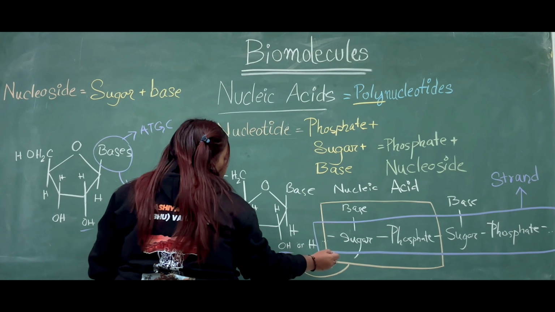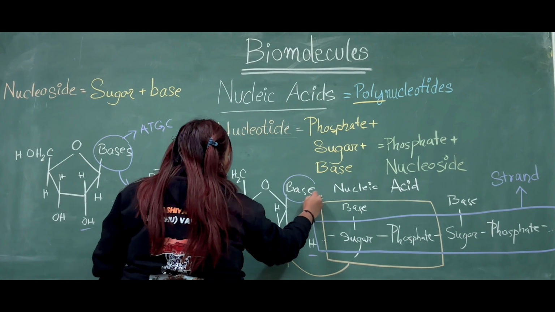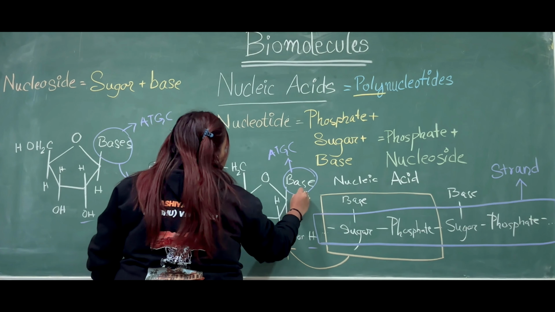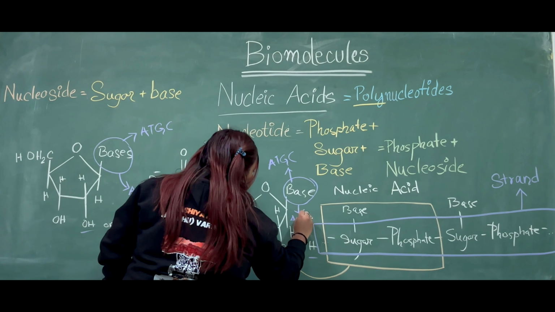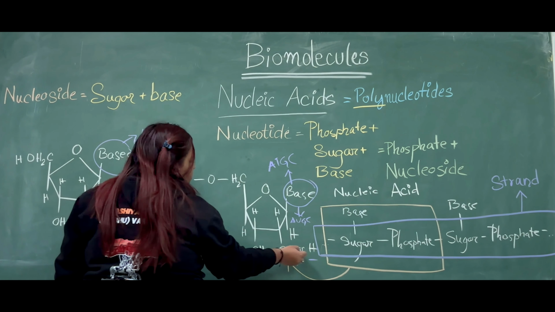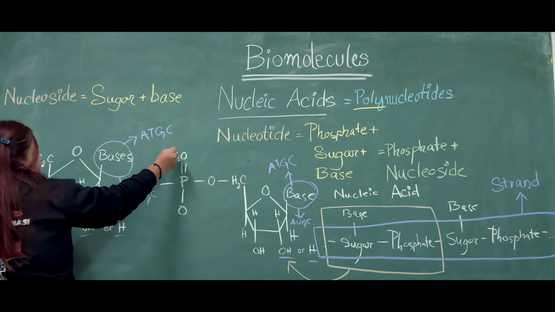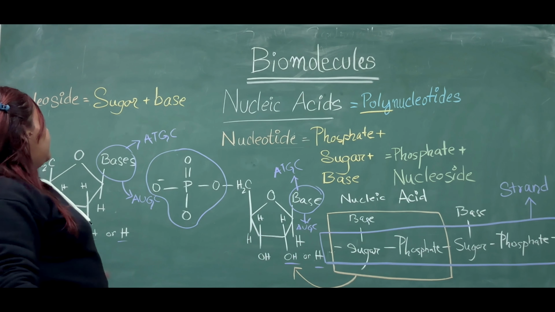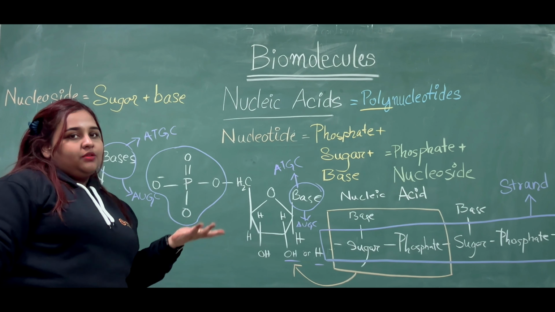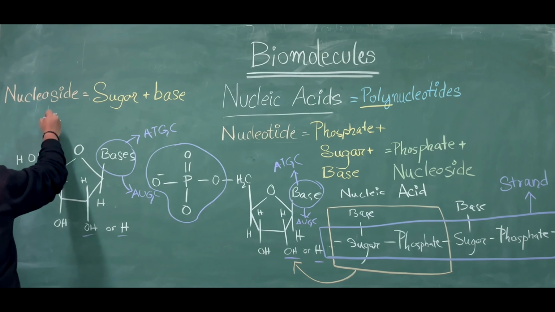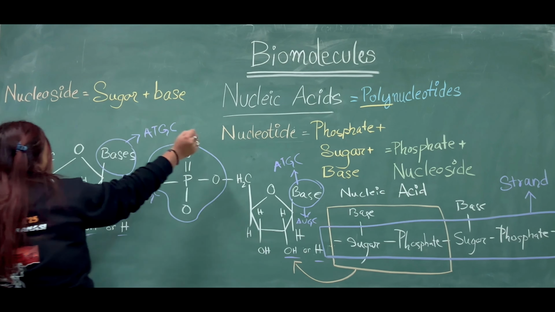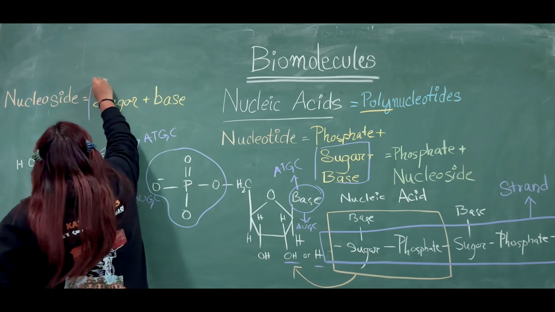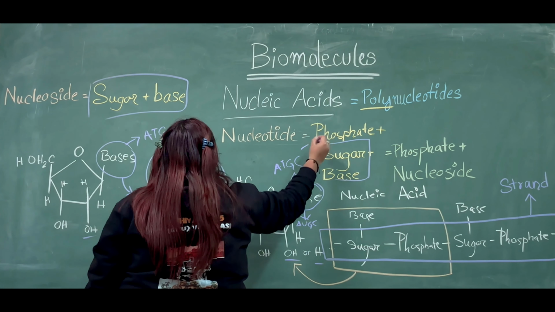Now again, according to DNA or RNA, the bases will be there, that is either A, T, G or C, or A, U, G, C, and apart from that H or OH, and apart from that this is the phosphate group. Now how do we remember the difference between nucleotide and nucleoside? As you can see, the nucleotide and nucleoside both have this in common: sugar and base. The only thing that is different is this phosphate.